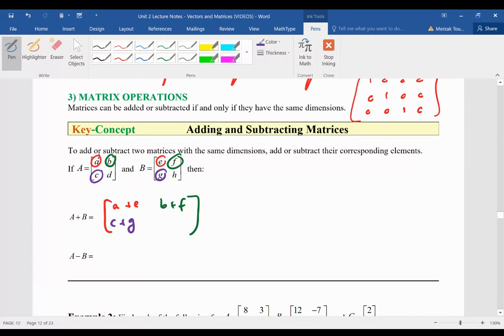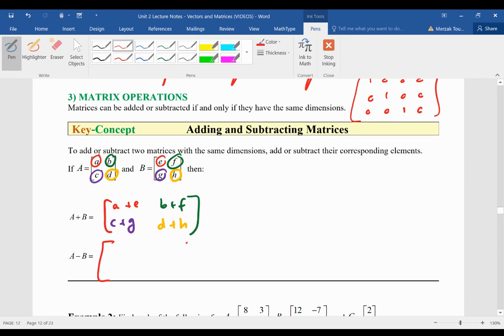So you just add the first element to the first one, second one to second one, third one, and fourth one to the fourth one. So the fourth one, D plus H. Straightforward.